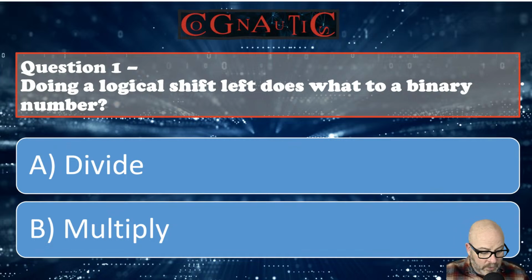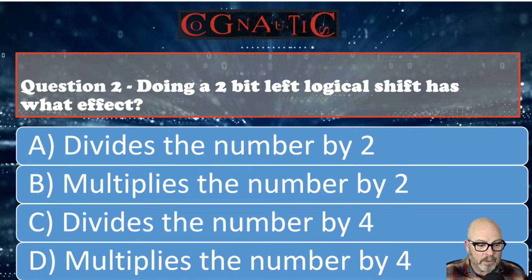I'll do a few of these. Okay. The next one's this. It was multiply. Do you remember right to divide? So if you go left, you multiply. What about this one? Doing a 2-bit left logical shift has what effect? Has what effect? Any ideas? Are you guys able to comment?